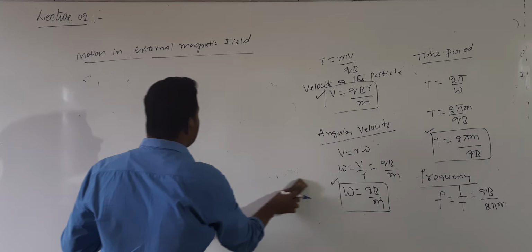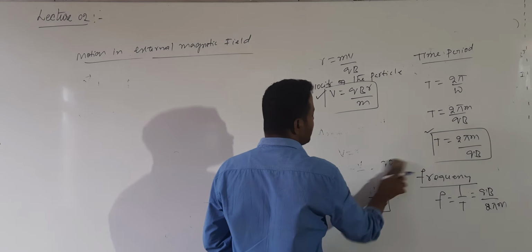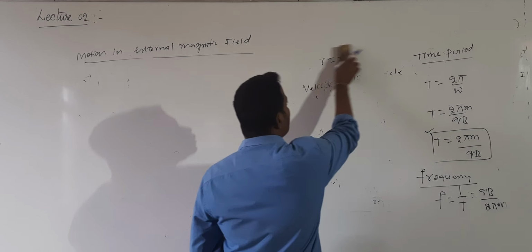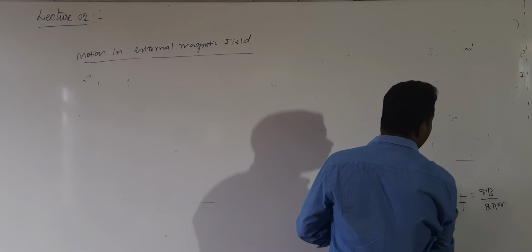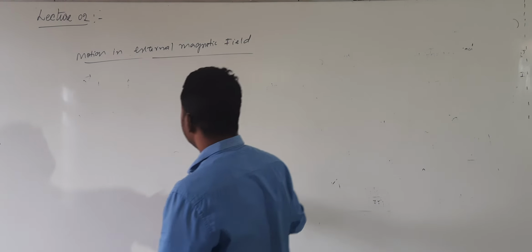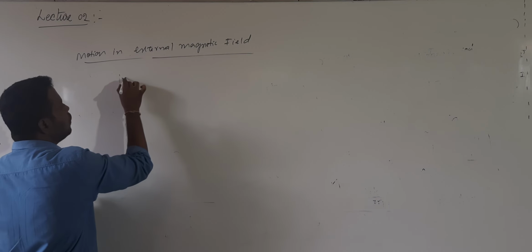So the last case: the particle enters the magnetic field at an angle which is not exactly 0, not 180, and not 90. At that time, what happens to the particle? That is point number 4, the fourth one.